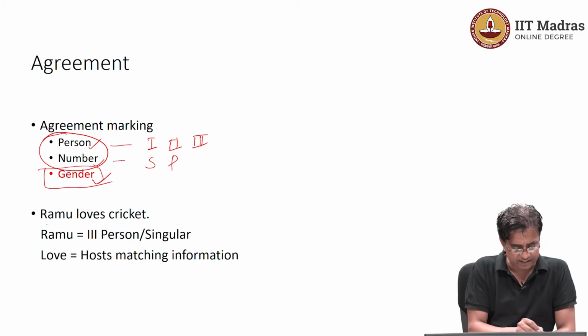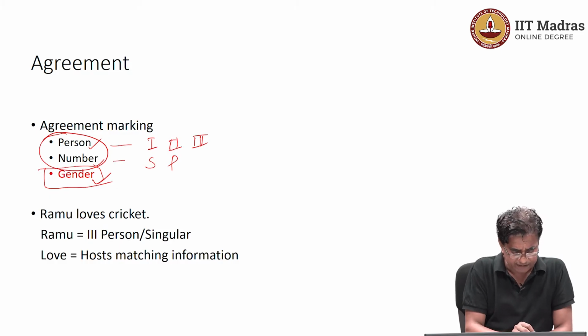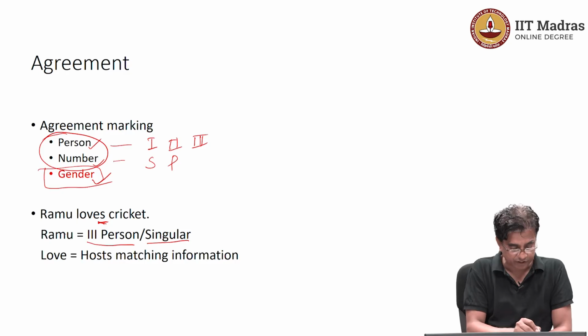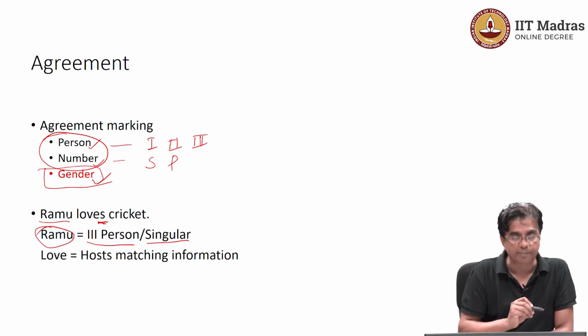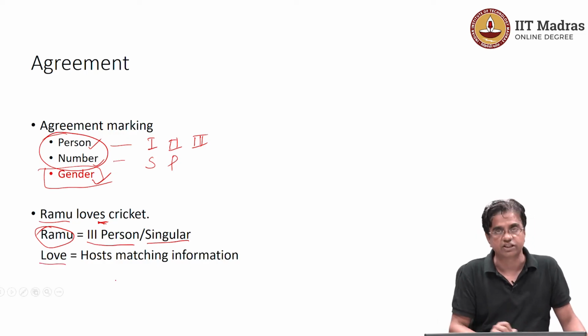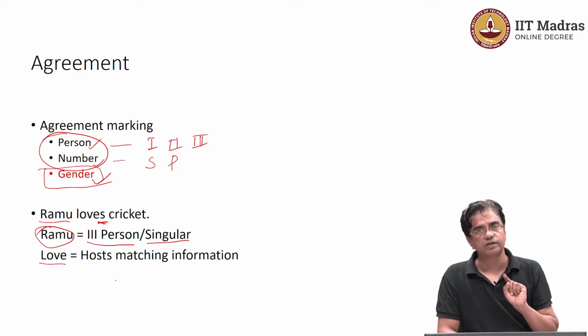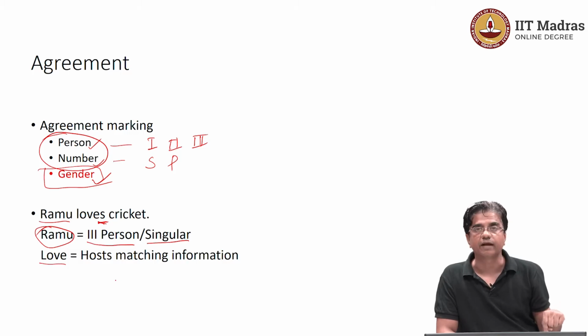So look at this. When we take a sentence, Ramu loves cricket. What is it? We see here this is the marking that you see in addition, which indicates third person and singular number of this Ramu, which happens to be the subject of this sentence. And the verb love hosts this matching information. That's one part which we need to pay attention to, and that is going to be true for all sentences. The only thing that we need to keep in mind is here in this particular type of a sentence, we see some of them appearing.